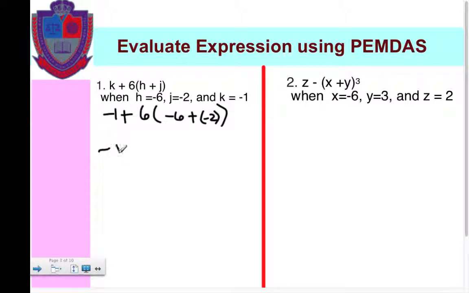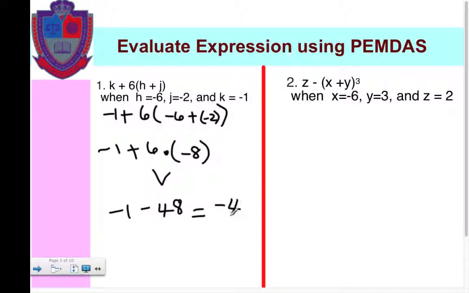Parentheses first. Rewrite what I'm not going to use. -6 plus -2 is -8. Remember, a number in front of parentheses is a multiplication. So I have addition and multiplication. I need to multiply first. -1, bring that down. 6 times -8, that's actually a -48. -1 minus 48 gives you a -49. Final answer. Let's look at one more example.